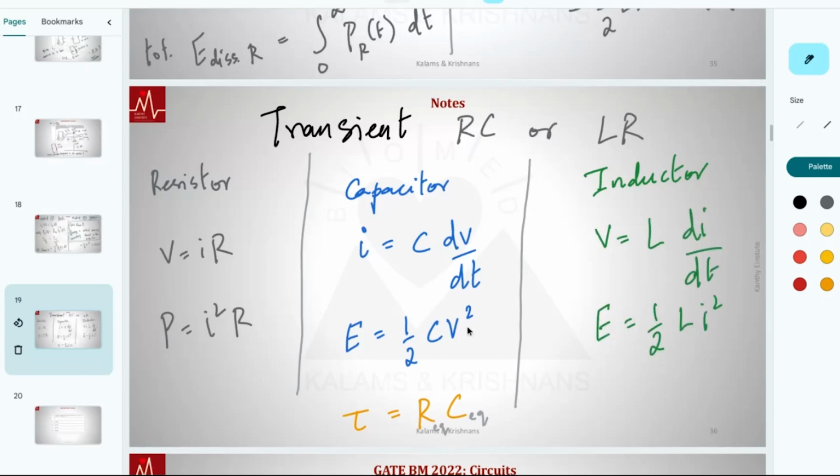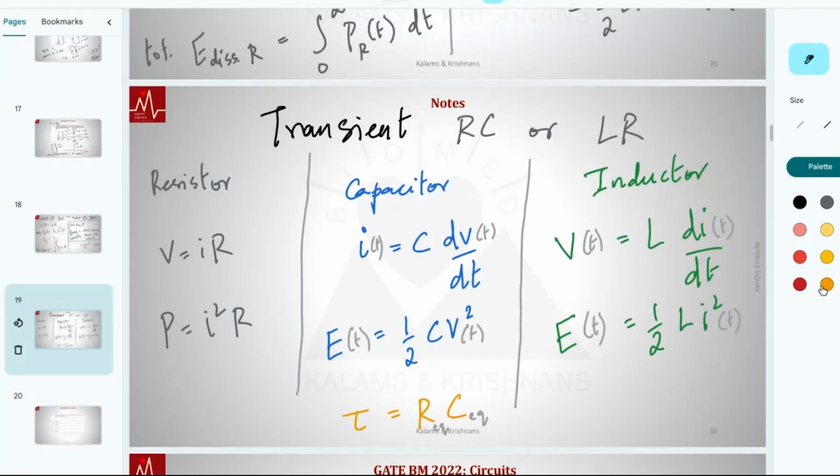So we have voltage as L di by dt. Energy is half L i square. Voltage, current and energy are functions of time.